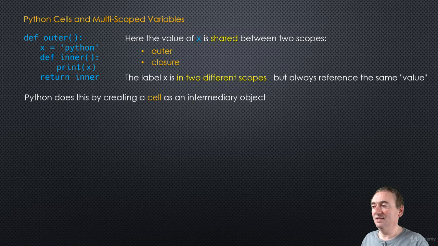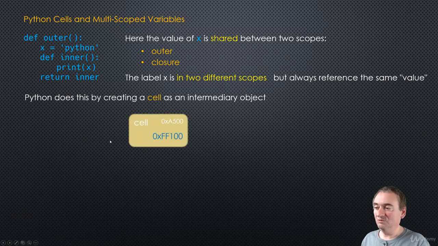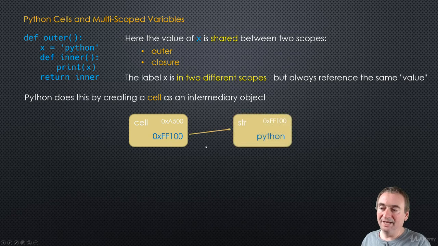How does Python do that? Well, Python does that by creating an intermediary object. And so here's how it does it. We're going to call this a cell. Python calls this a cell. It's an object that has a memory address, just like any object. But what it does, it basically contains a reference to another object. And that object is our string object that we set x to, right? And it has a memory address and a value of Python in this case.